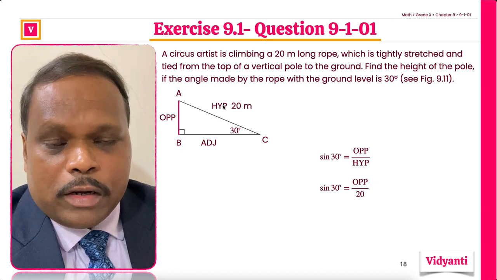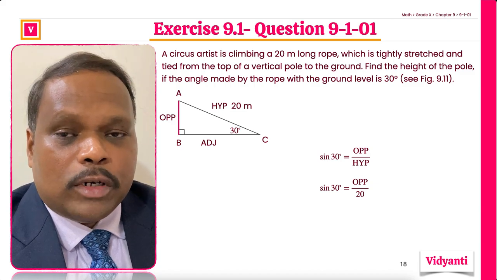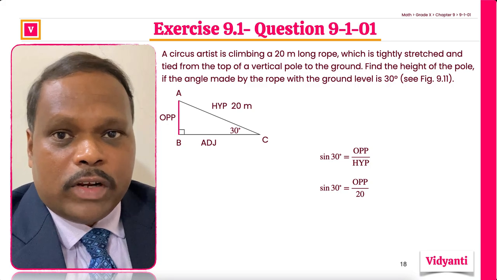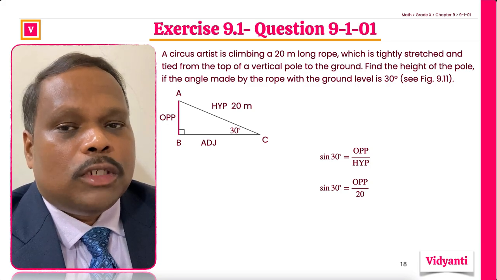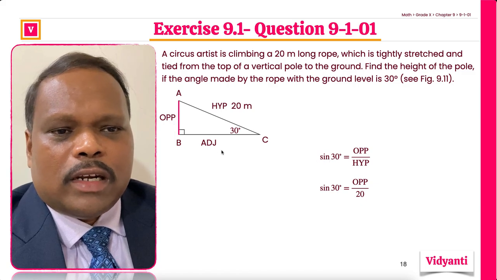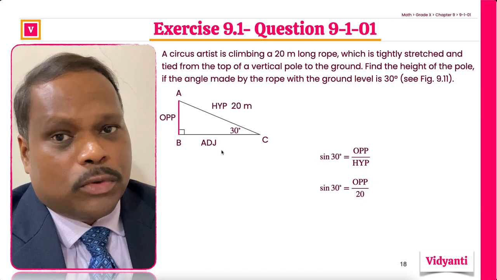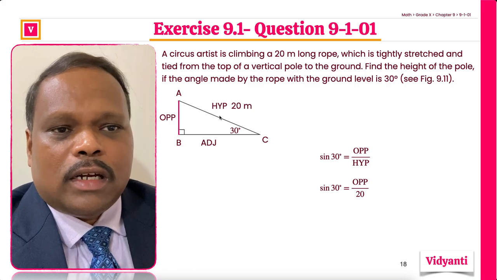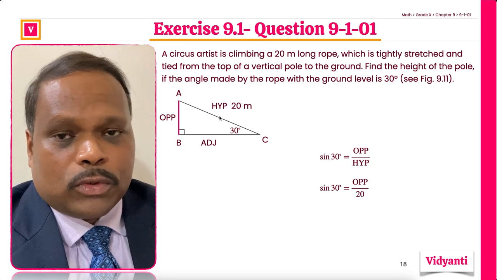The trigonometric ratio which connects opposite with hypotenuse, we will go back to the fundamental definitions. Sine ratio is opposite over hypotenuse. So that is the reason we are considering sine. If opposite and adjacent was involved, we would have used tan ratio. If adjacent and hypotenuse was involved, then we would have used cosine ratio.